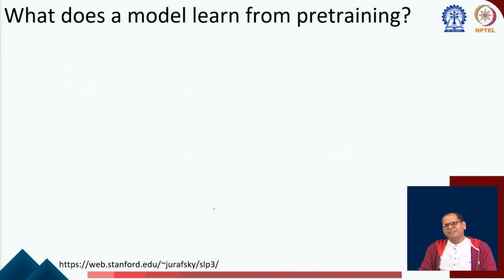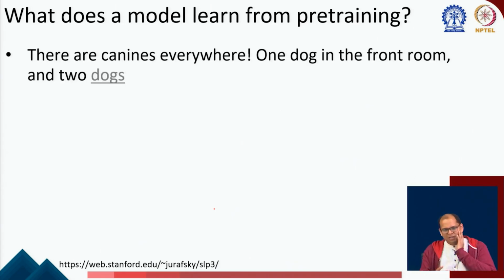So what does a model actually learn from pre-training? You may say, okay, you are just predicting the next word, but do you really learn something meaningful? Now you see, we are talking about everything on the web, all the data that we have on the web. So you would have all kinds of data. So let's say there are canines everywhere, one dog in the front room and two dogs, right? So you're learning that the plural of dog is dogs by predicting the next word.